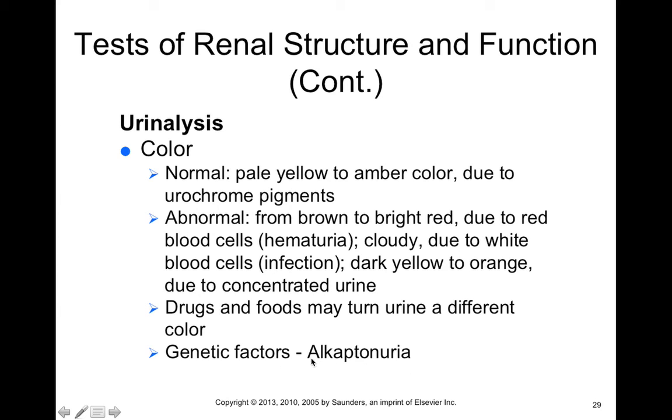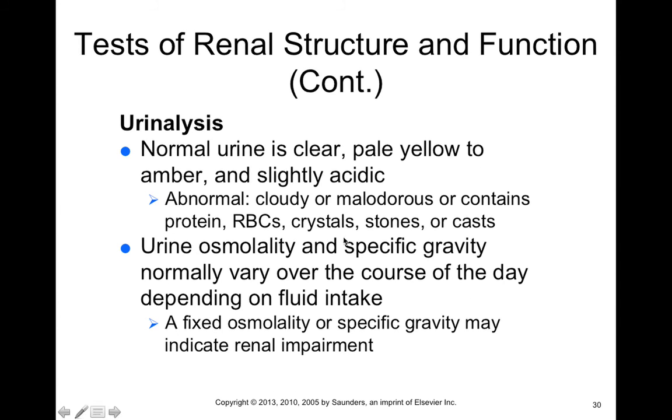And with this particular genetic condition, these individuals have difficulty processing a particular type of amino acid, and as a result, this amino acid builds up in their bloodstream and it ends up looking like a darker pigment in urine. So their urine ends up looking kind of more black. Now, normally urine is kind of clear, pale yellow, amber, and slightly acidic. Any kind of abnormalities, things like excess protein, red blood cells, crystals, any sort of stones or casts can indicate infection or disease along the urinary tract or in the kidneys themselves.